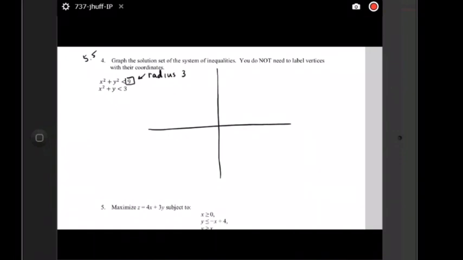And a circle has a center. The center point of any circle that we had to graph in section 5.5 was always at the origin right there. So this top inequality is a circle with the center point at the origin. Okay. And it has a radius of 3. So I would just go 3 points on all axes there.